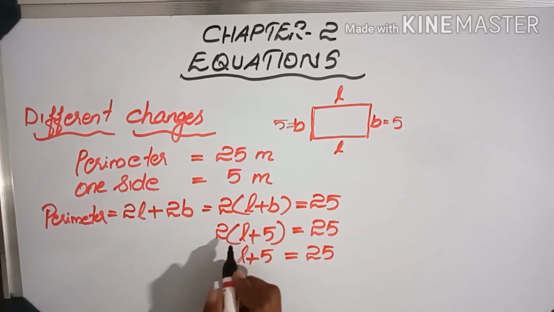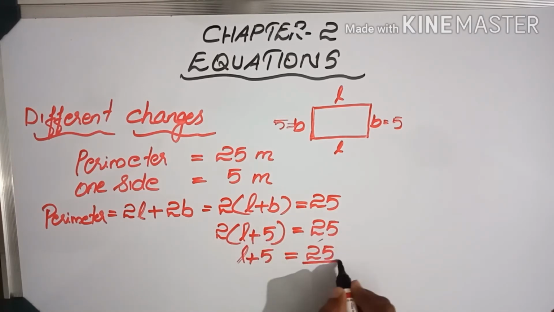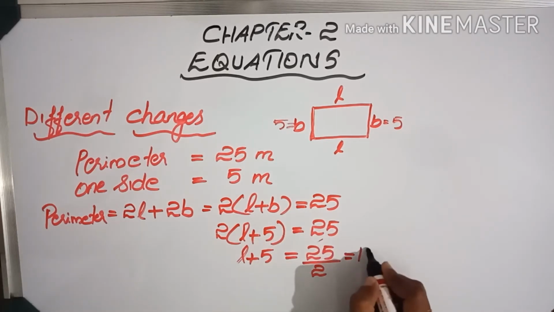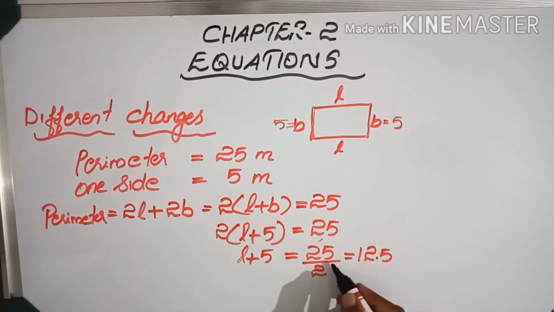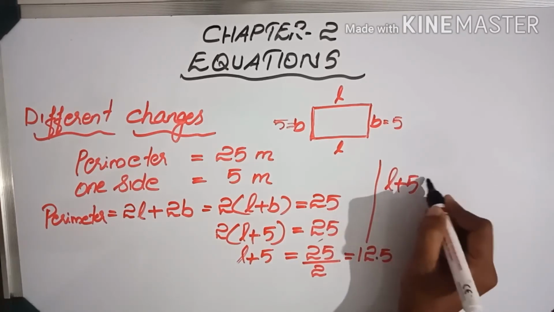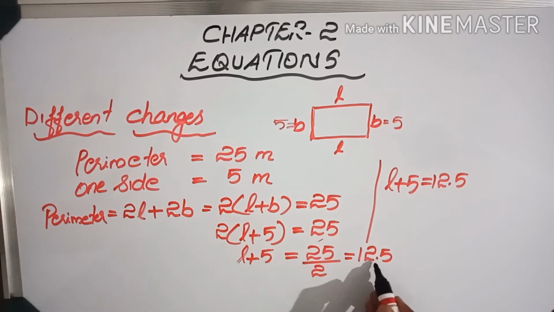Here it is 2 into (L plus B). So 2 into coming to this side, it will be divided by 2. Now what is 25's half? 25's half is 12.5. 12.5 is 12 and a half, half of 25, so half means 0.5. Now we got L plus 5 equal to 12.5.